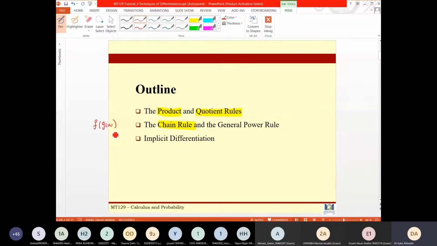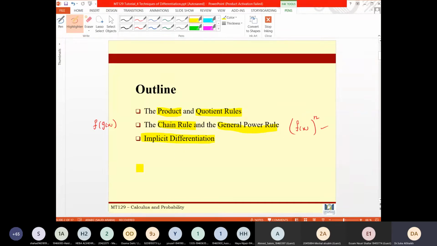And we will talk about the general power rule, meaning whenever I have a function f of x and this function is to a power n. You remember we said it's the derivative of the bracket multiplied with the derivative of what's inside. We mentioned this before. And last, we will talk about implicit differentiation. Later on, we will see what this means.